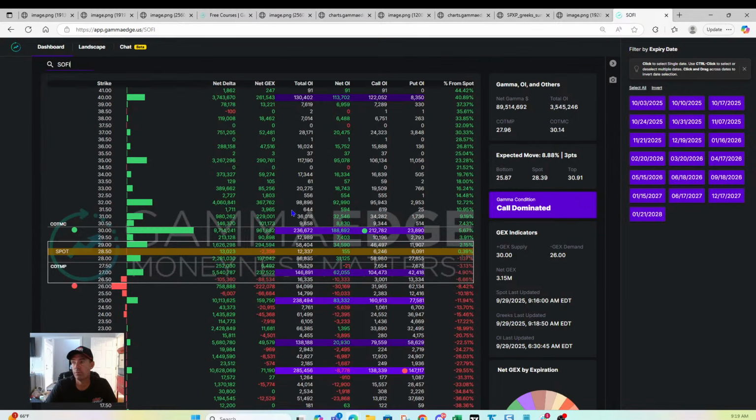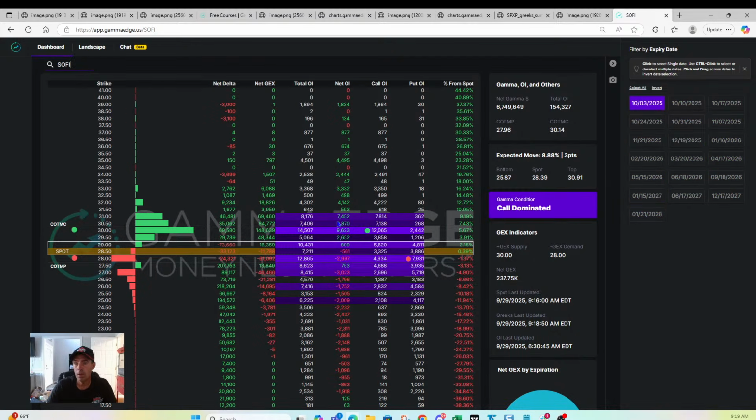So SoFi, call dominated above and below spot price. Spot price is within the overall transition, so extremely choppy area. This week's expiry, we're within transition, so we need to get above transition, and 30 looks like to be the cap on price there at PGEX and COI, unless we see the structure move up on SoFi.